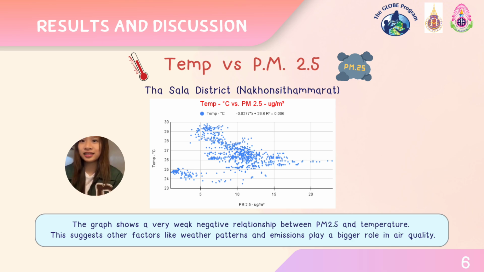Now the x-axis has changed. Now it's the PM 2.5 in micrograms per cubic meter, and the y-axis is still the same. It's temperature in degrees Celsius. Now we can clarify this graph because this graph shows a very weak negative relationship between PM 2.5 and the temperature. This suggests other factors like weather patterns and emissions play a bigger role in air quality.